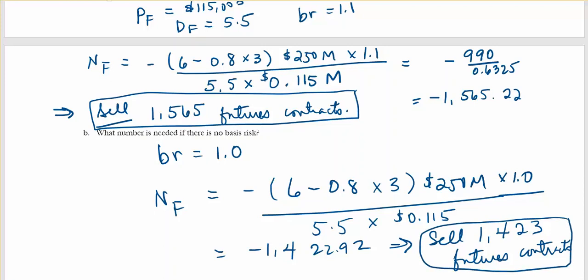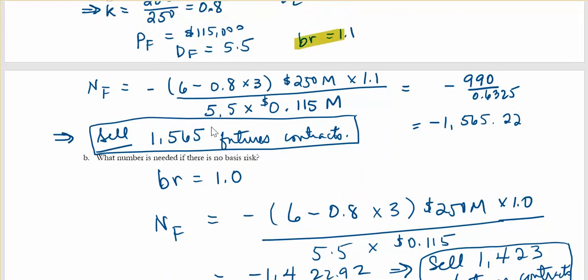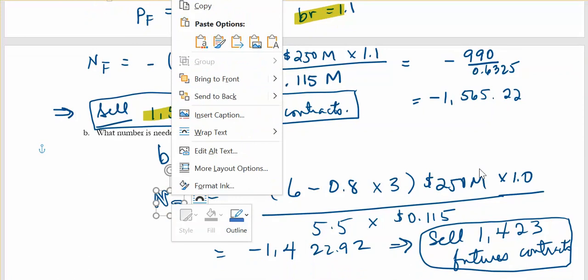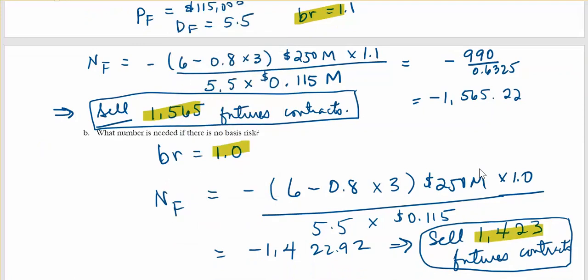So the one thing to note here is that when we assume some basis risk, we had to buy more futures contracts, or actually sell more futures contracts. Interest rate movements, particularly interest rates going up.